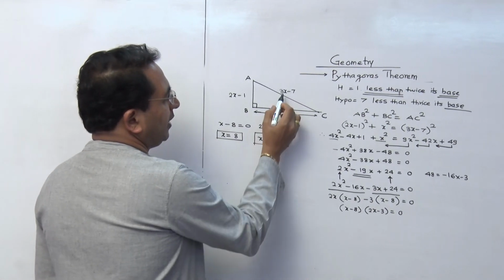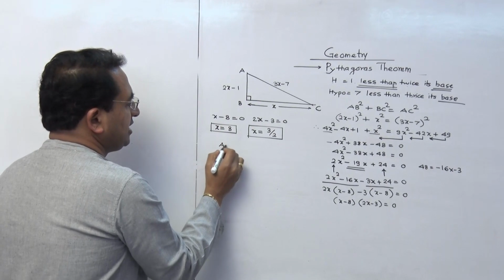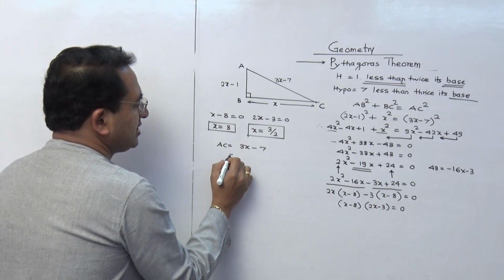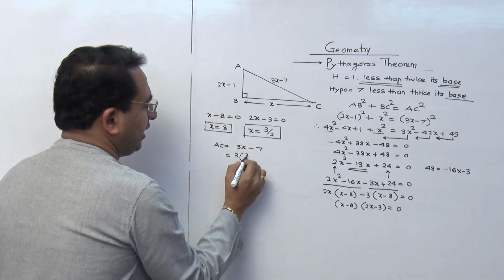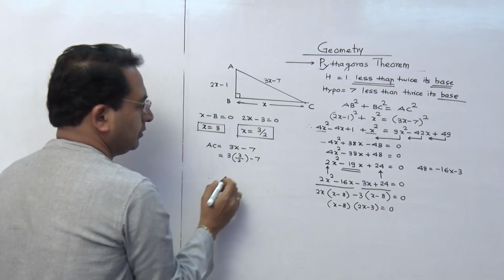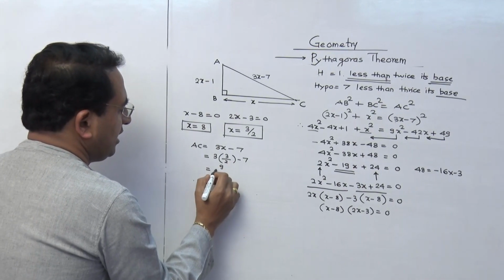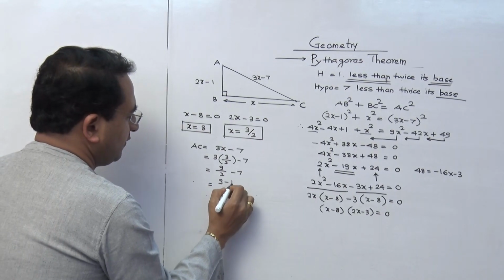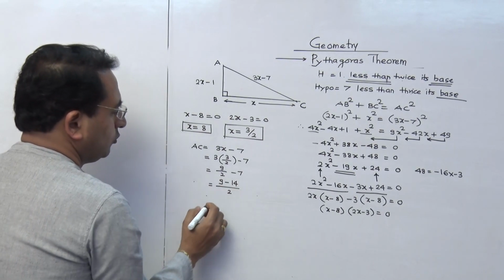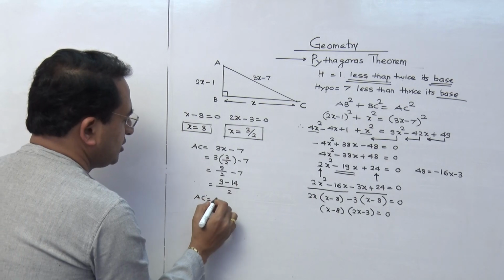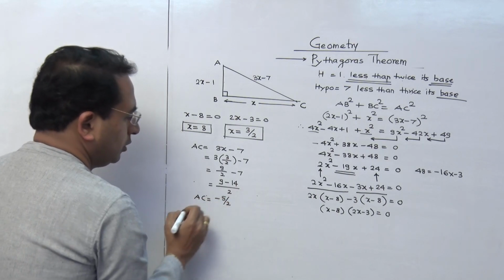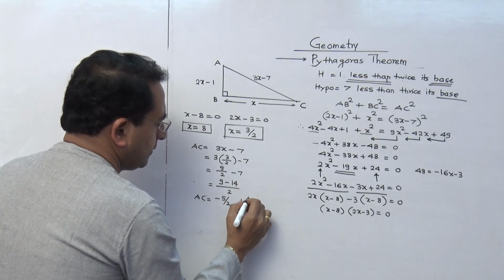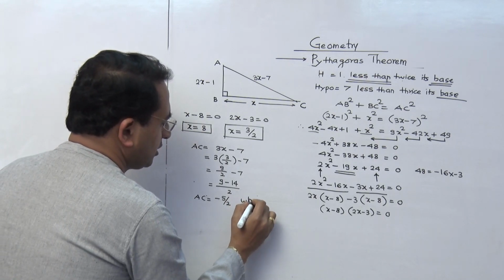Now, if I put 3 by 2 here, then AC is equal to 3x minus 7. So your answer is going to be 3 into bracket 3 by 2 minus 7. So your answer is 9 by 2 minus 7. So it is 9 minus 14 upon 2. So you are going to get the value, this is minus 5 by 2. Is it feasible? We have to write which is absurd.